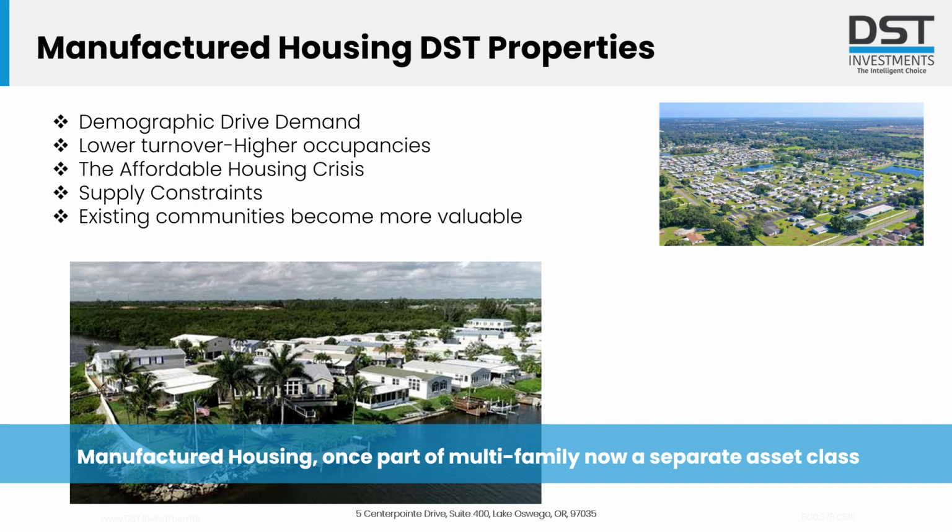Income is typically generated through ground leases and may be supplemented by amenities, storage, or utility reimbursements. These communities are professionally managed, with experienced operators overseeing maintenance, leasing, capital improvements, and daily operations. There are supply constraints, meaning limited offerings, and existing communities become more valuable. Manufactured housing communities can provide valuable diversification within a real estate portfolio.